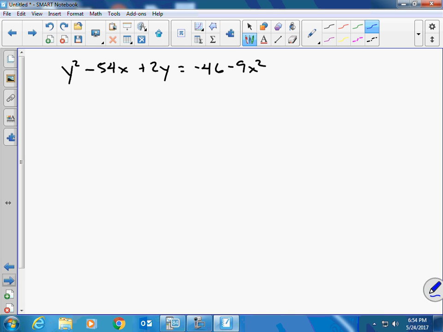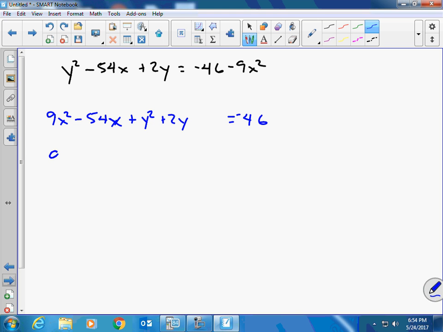Okay, let's try this thing. First step, let's group the x's and the y's together on the same side of the equation, and let's leave the term that doesn't have anything in it, like the constant, alone. So I'm going to move that 9x squared over here and make it a positive 9x squared. And then I have my 54x. Then I have my y squared. And I have my 2y. And it equals negative 46. All right, that's an x. Can't read my own writing.